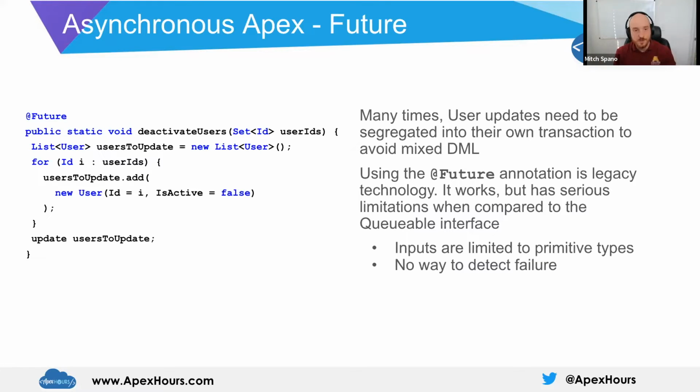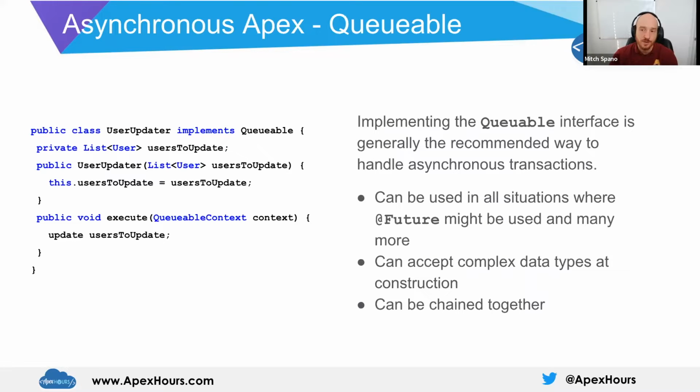It's worked well in the past, but there's a better way, and that's the queueable interface. The queueable interface is generally speaking a better, more recommended way to handle asynchronous transactions. It can accept more complicated data types at its construction that can then be used. So you could pass in a whole list of fully populated users instead of just a list of IDs, for example. One thing that's really nice about queueables is they can be chained together as well. So you could have queueable A call queueable B, which then calls queueable C. So you can have this chain of asynchronous processing to be completed, which is very, very cool.